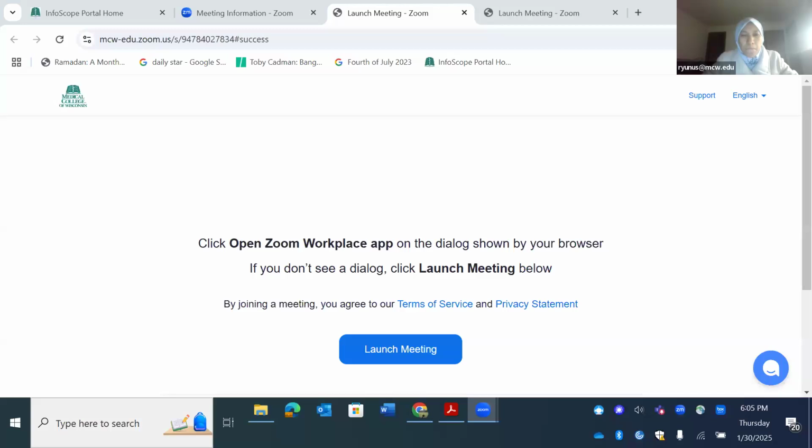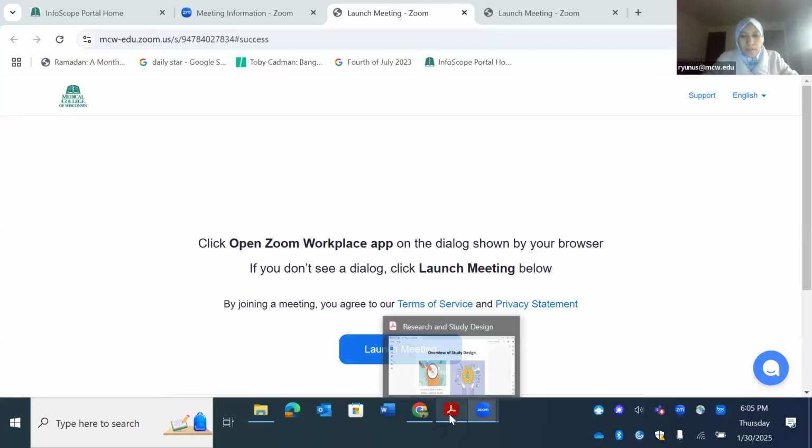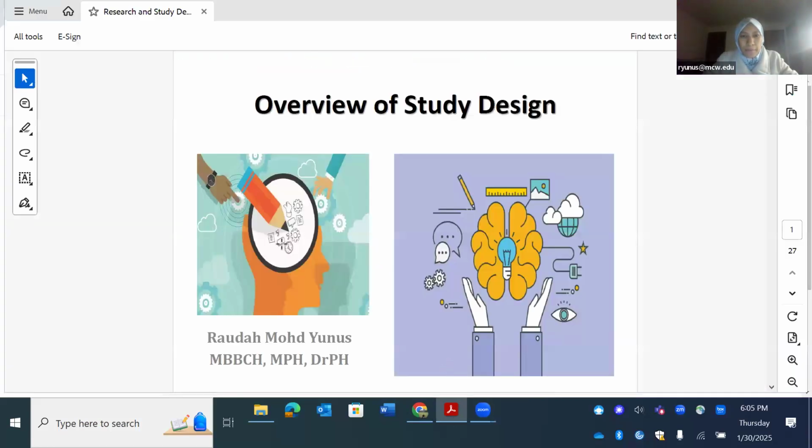In the second part, we will go deeper into the different types, and we will also talk a bit more on the experimental design, which is randomized control trial and quasi-experimental study. So allow me to share my screen first. And I hope you can see the slide now. Let me try again.